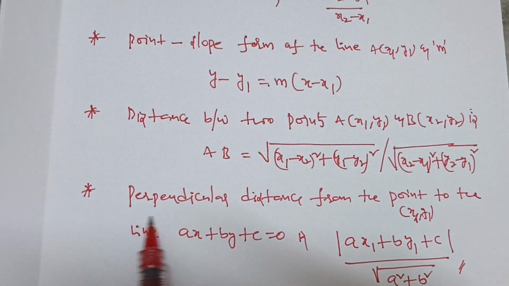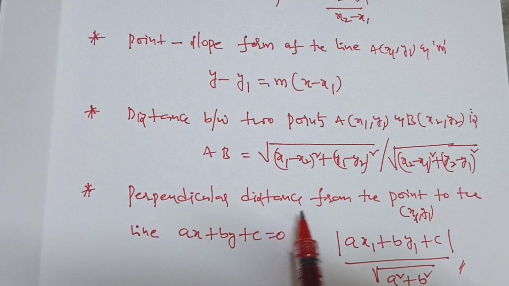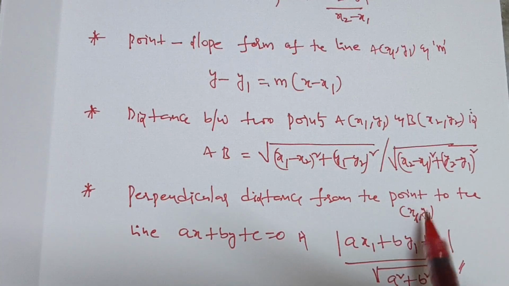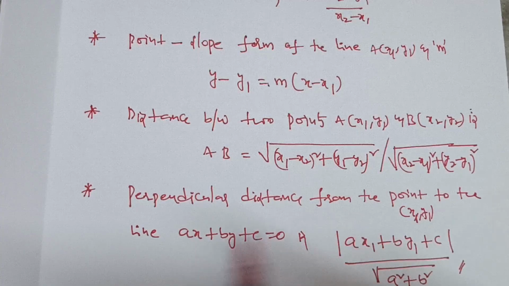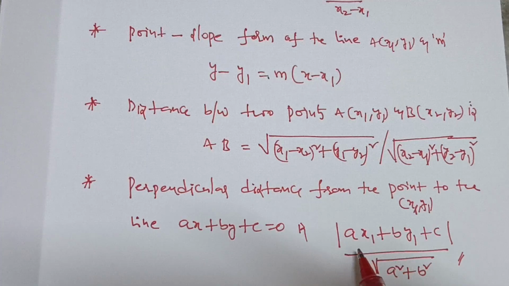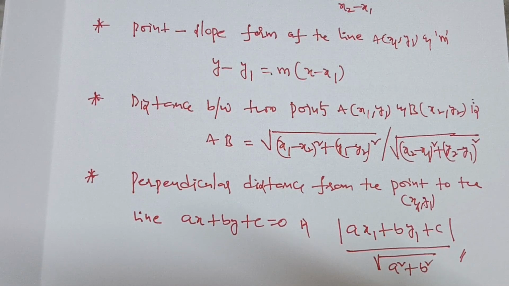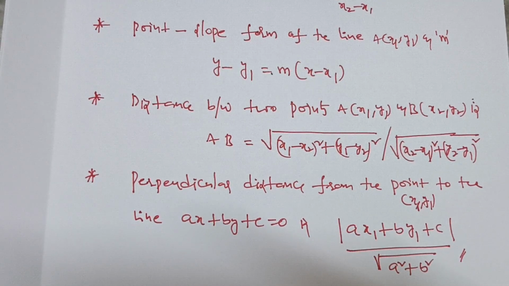And the fourth formula is the perpendicular distance from the given point (x1, y1) to the given line ax plus by plus c equals 0, which is modulus of (a x1 plus b y1 plus c) by the square root of a square plus b square. So with these formulas we will solve the model 2 problems on parabola.